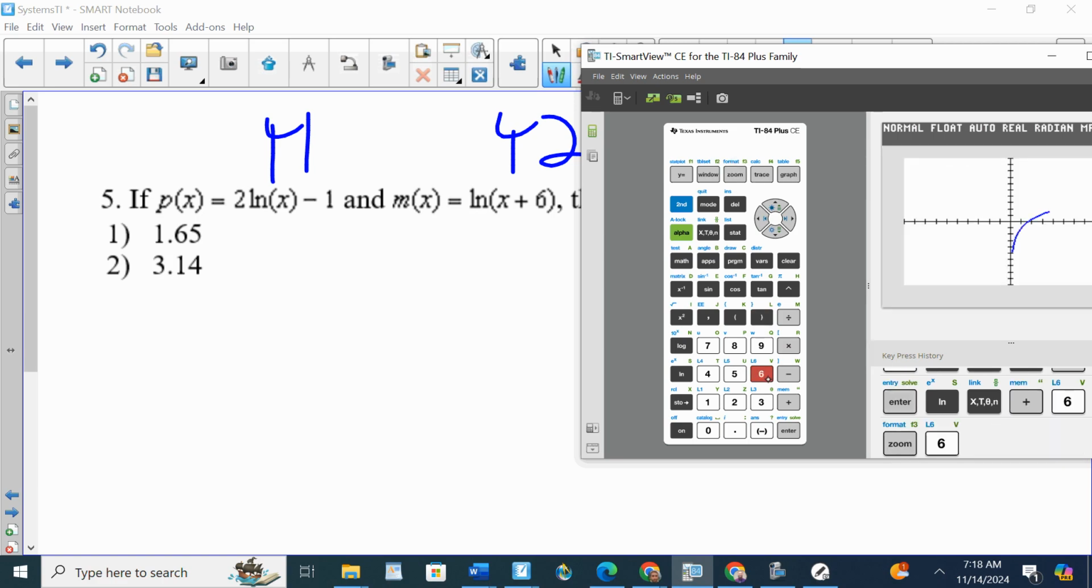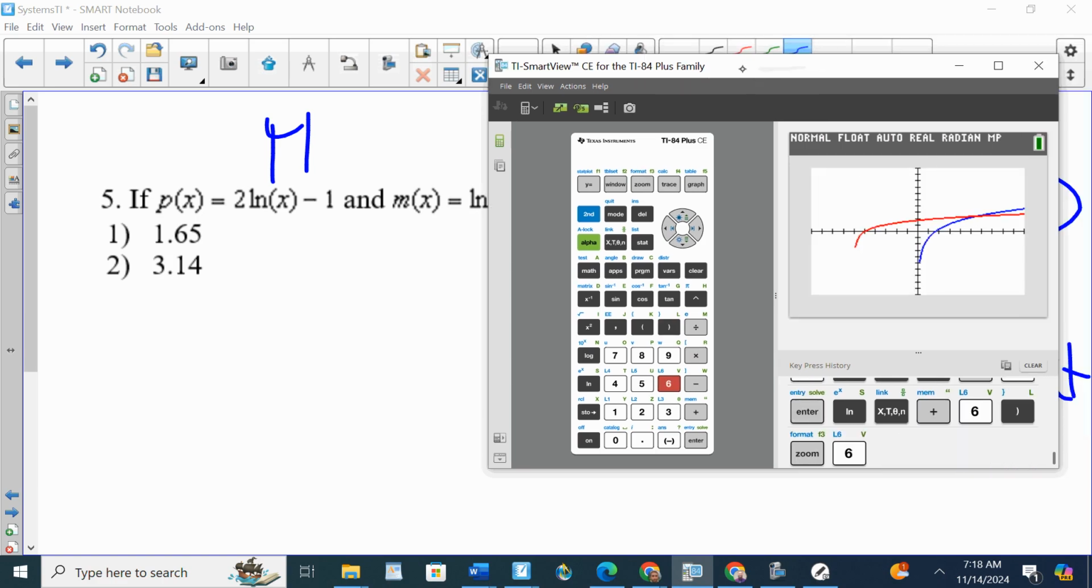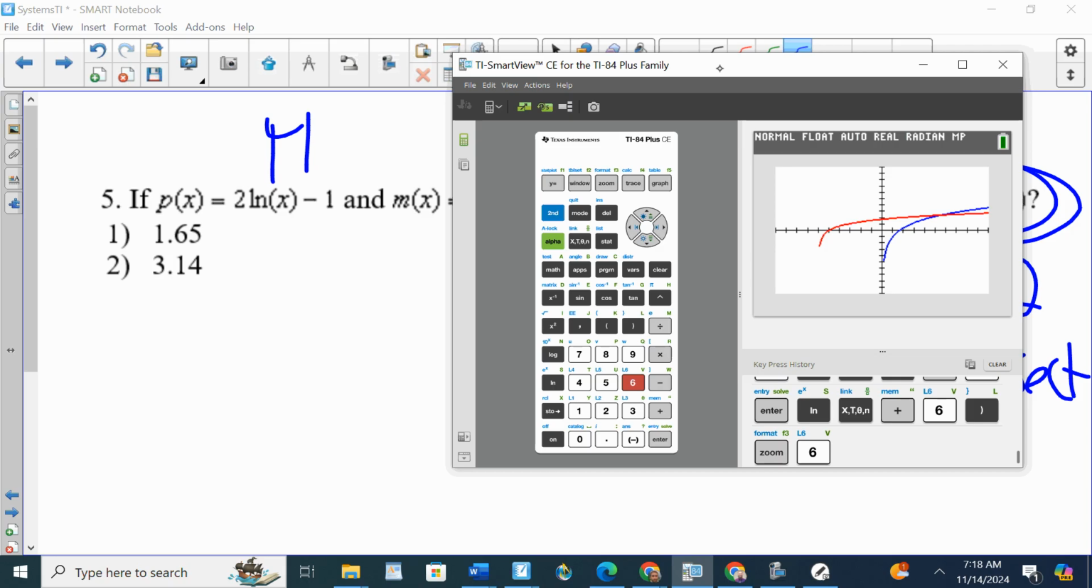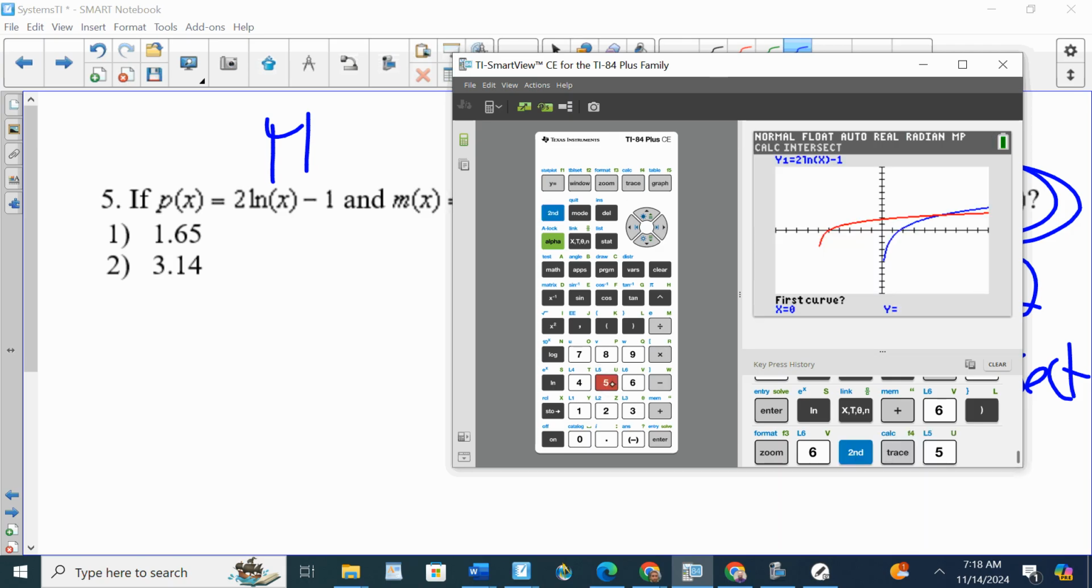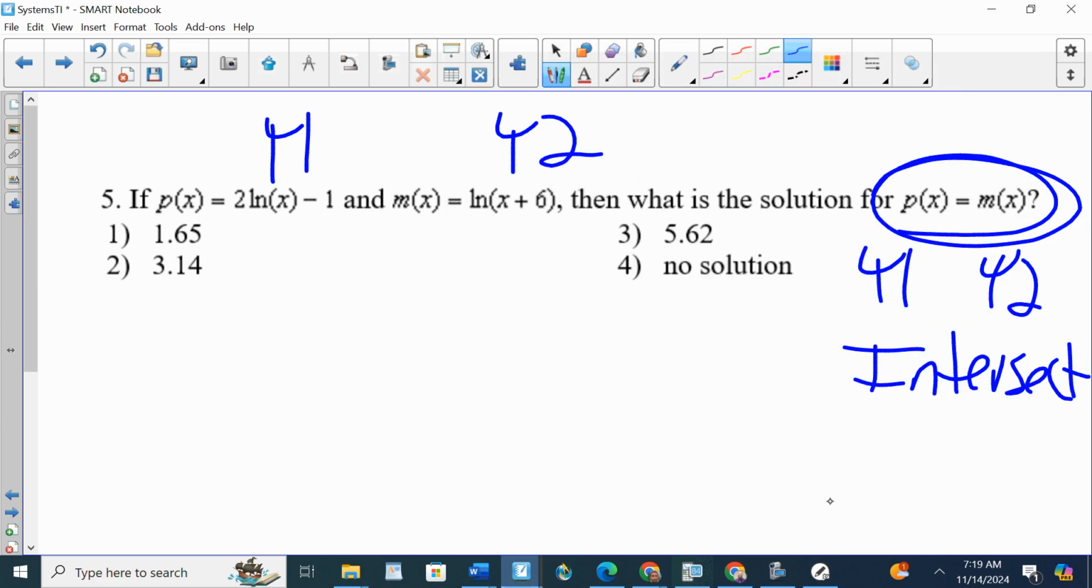I start with zoom 6. Do I see the intersection right now? Yes. So I go second trace, option 5, intersect. I move the cursor close to that point of intersection, as close as I can get. It doesn't really matter exactly where it is, but it just needs to be near it. Enter, enter, enter. X-coordinate of the intersection, 5.6, or 5.62.